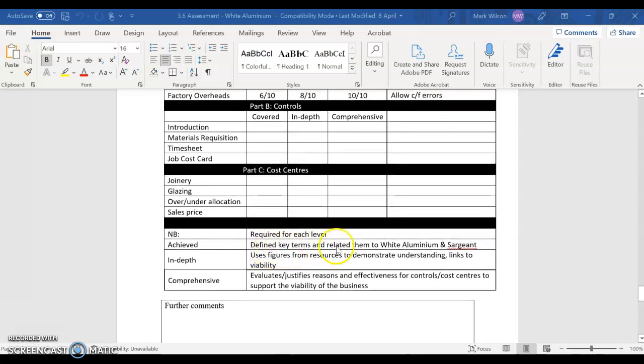So to get achieved, you define the terms and relate them back to, in this case, Bags Galore and the travelling trunks. In depth, you must use figures from the resource in each section, and comprehensive, you must evaluate and justify the reason and effectiveness of those controls. So that justified is that type of stuff. What's really important also is that you talk about the viability. Without getting the costs right, the viability of the firm is problematic, and they're not charging all their costs, or they're charging too much, so they'll go somewhere else.